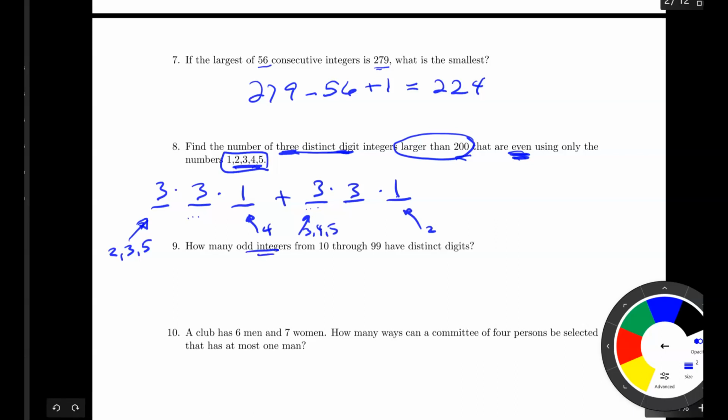All right, odd integers from 10 through 99 that have distinct digits. Okay, odd, so that means I have 5 choices for the last digit, 1, 3, 5, 7, 9, right? So there's 5 choices here. And distinct digits, whatever I chose here, I cannot choose here. And it can't be 0. Can't be 0 or the other digit, right? Can't be 0 or this digit here. So that means I only have 8 choices there.